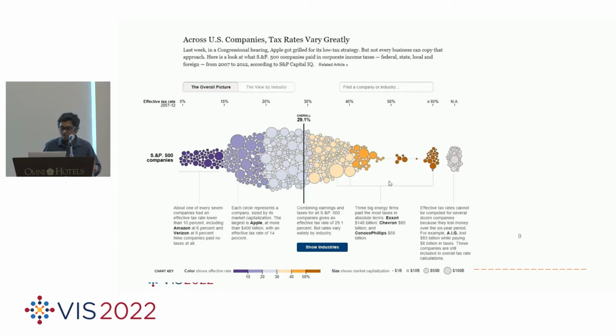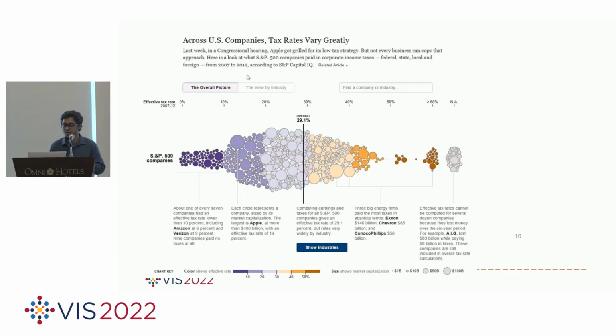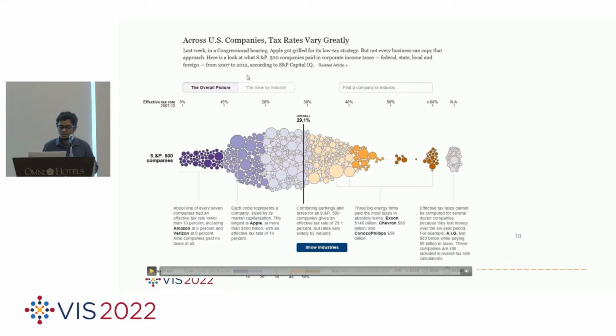Next, we also notice that the user can further explore this chart by splitting by different categories. So over here, we see that the user can explore the chart using different categories. I guess the play button is not working here.